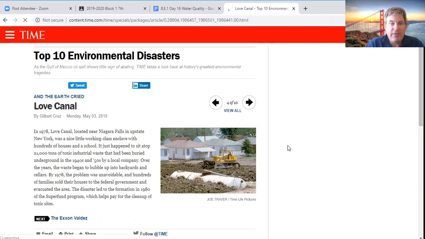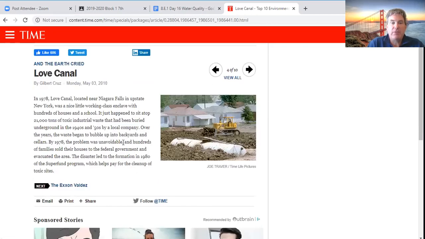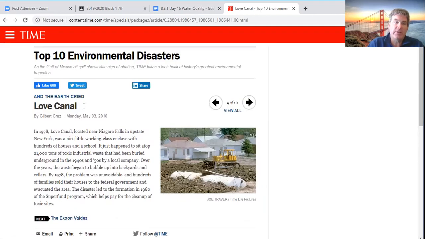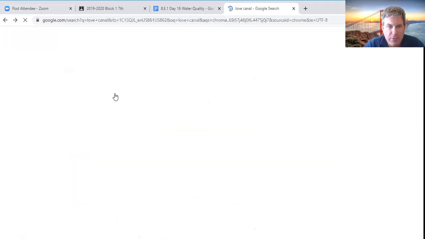Love Canal, located near Niagara Falls in upstate New York, was a nice little working class enclave with hundreds of houses and schools. It just happened to sit atop 21,000 tons of toxic industrial waste that had been buried in the ground in the 1940s and 50s by a local company. Back when there weren't any regulations. They just buried the stuff. And then guess what? They went out of business, wandered off, and nobody knew. Over the years, the waste began to bubble up into backyards and cellars. By 1978, the problem was unavoidable, and hundreds of families sold their houses to the federal government and evacuated the area. The disaster led to the formation in 1980 of the Superfund program, which helps pay for cleanup of major toxic waste sites. Well, that doesn't tell you why it's a canal and why it's water.